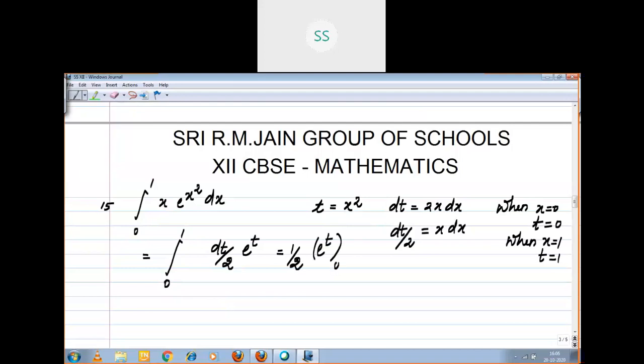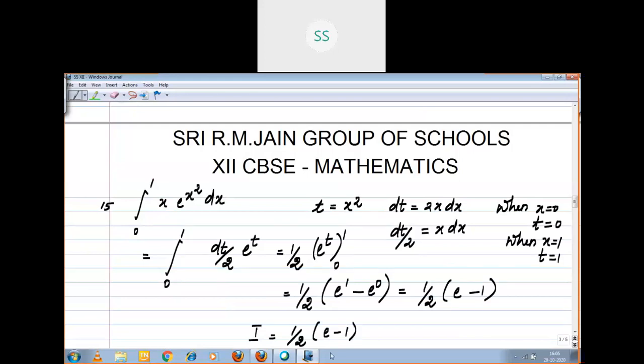Now it is equal to 1 by 2 into e power t from 0 to 1. 1 by 2 into e power 1 minus e power 0, which is equal to 1 by 2 into e minus 1. So I equals 1 by 2 into e minus 1.